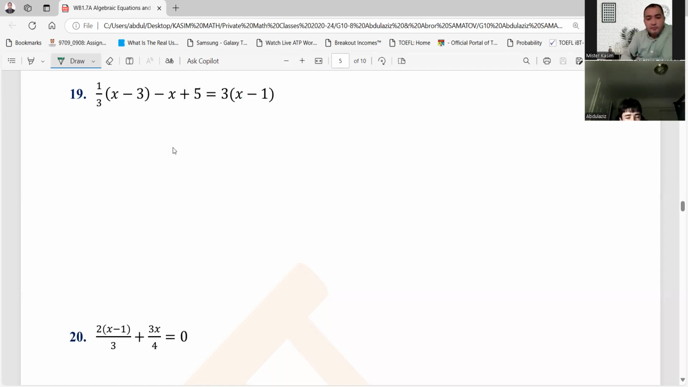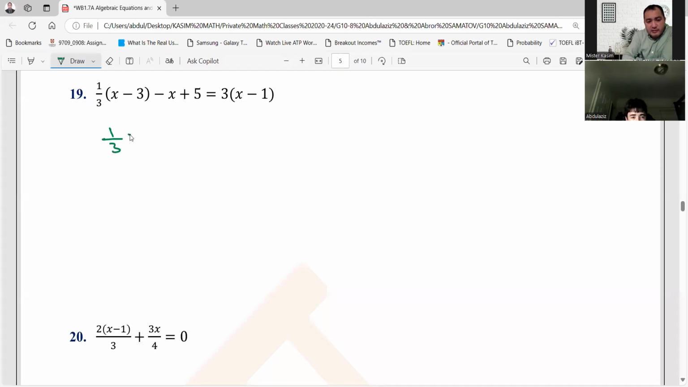Let's actually open all parentheses. The first one, start from the leftmost term. 1/3 of x is, let's start here, right? 1/3 of x. Minus, what is 1/3 of 3? 1. Because 1 times 3 is 3 divided by 3 is 1. Here we have minus x plus 5. On the right hand side, expanded, 2x minus 3.